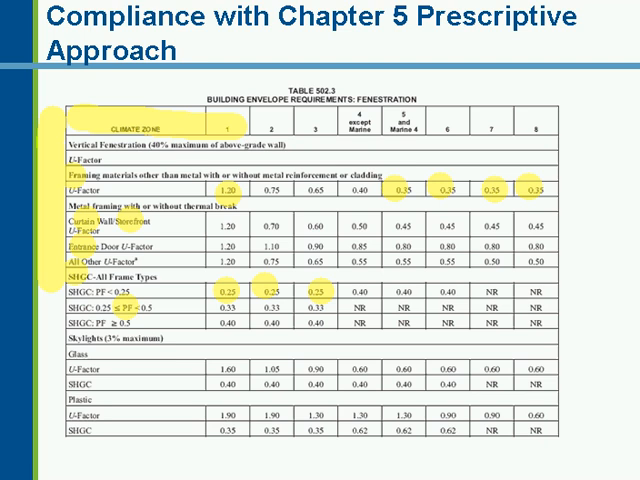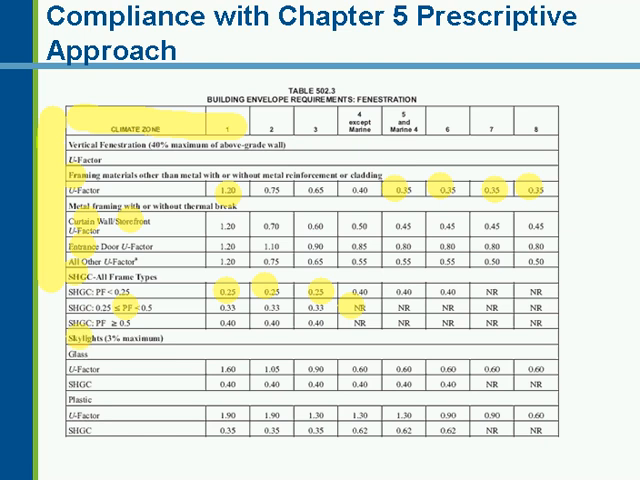Essentially, in certain climates, starting from the climate zone 4, except marine, you will be able to get rid of an SHGC requirement if you have an overhang that has a projection factor greater than 0.25. So you'll be able to substitute an overhang for a low SHGC window.